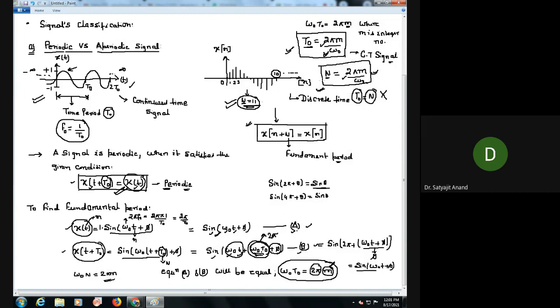Any confusion, Vanshika, please let me know, in this basic for both continuous time signal and discrete time signal. No, sir, it's clear. Perfect.